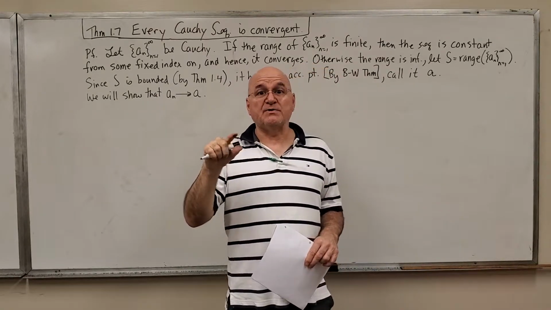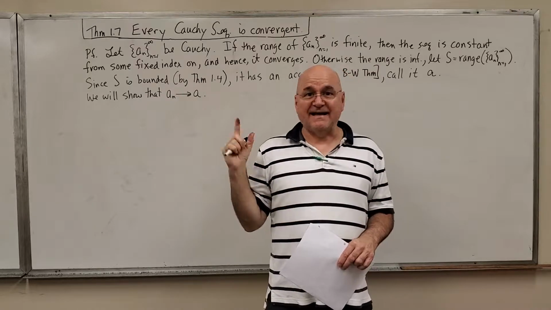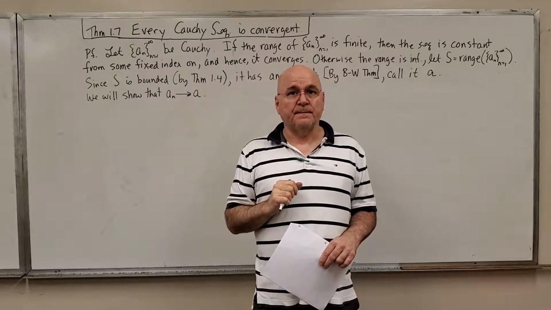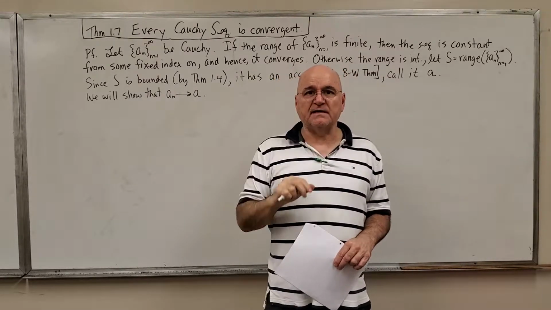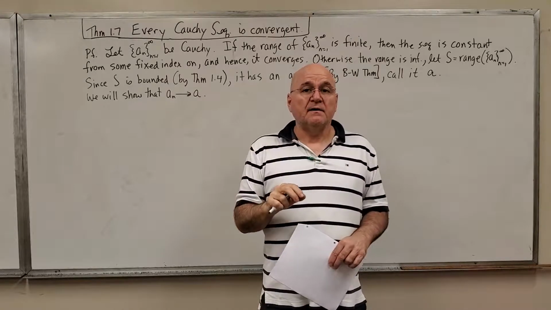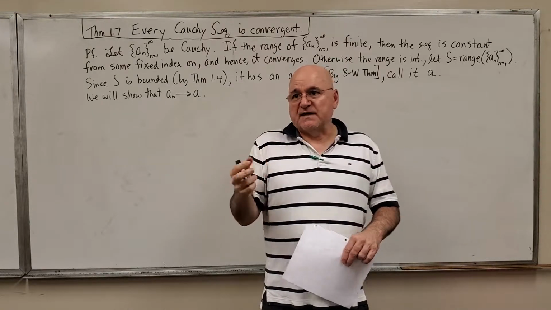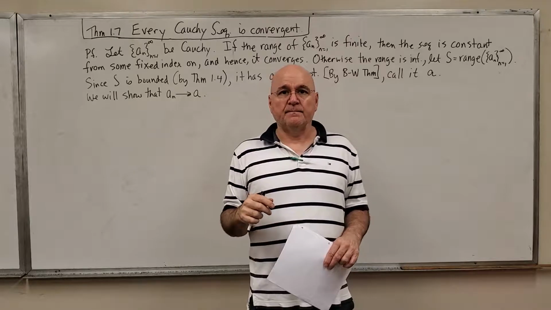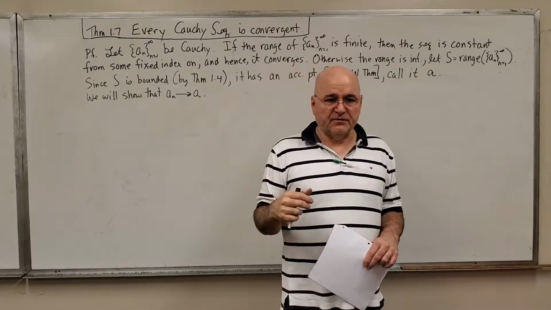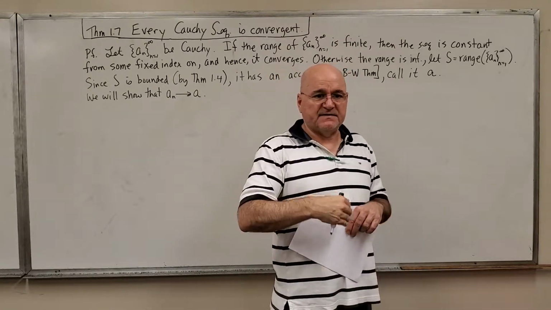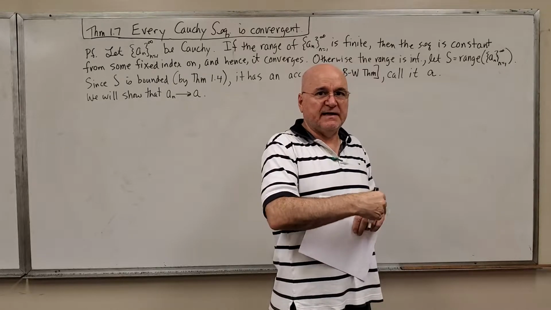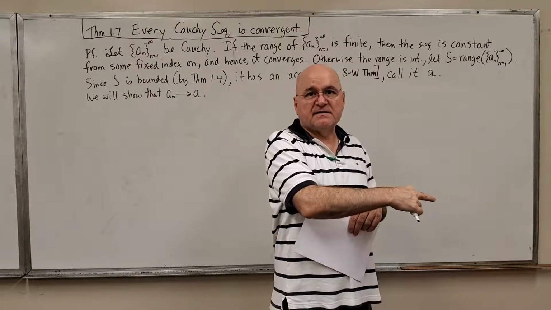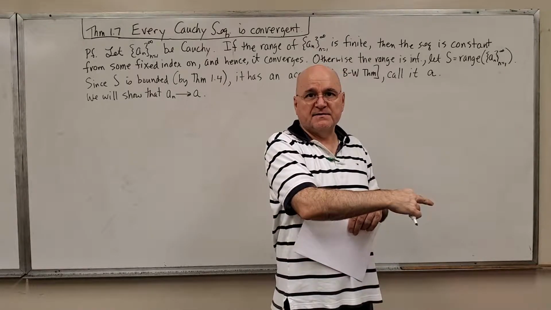1, 2, let's say it does 1, 2, 1, 2, 1, 2, 1, 2. That sequence is not Cauchy. The distance between any two consecutive terms is 1. For a Cauchy sequence, I've got to say, okay, for epsilon equal 1/2, at some point in the sequence, the distance between any pair of terms beyond it needs to be less than 1/2, and that would not be the case.